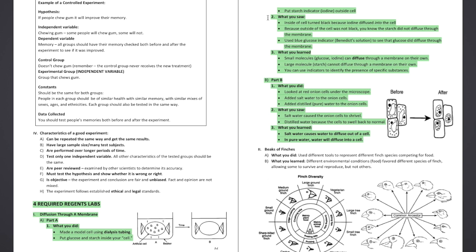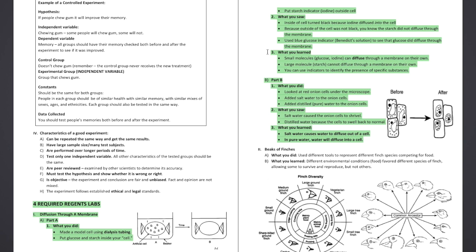2. What you saw. Inside of the cell turned black because iodine diffused into the cell. Because the outside of the cell was not black, you know the starch did not diffuse through the membrane. Used blue glucose indicator, Benedict's solution, to see that glucose did diffuse through the membrane.